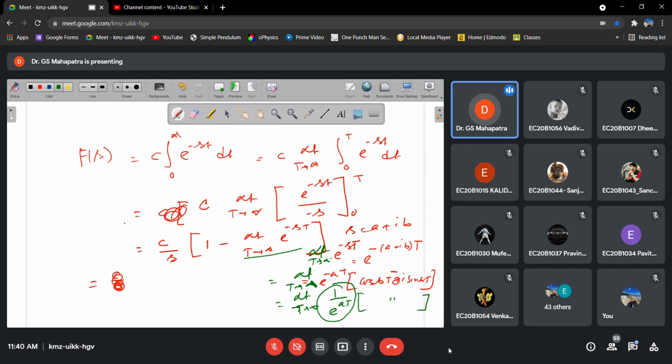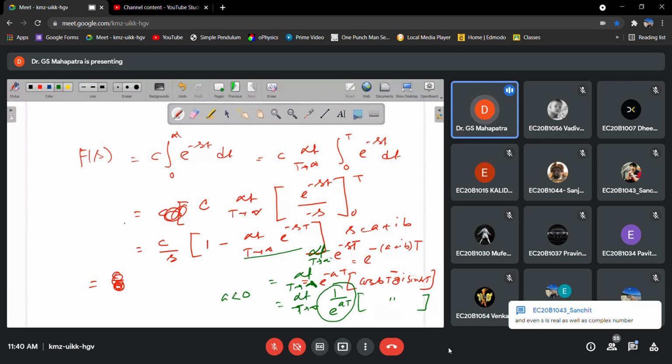A should be greater than 0. That means this part should be greater than 0. Otherwise, if it is less than 0, then again it is minus, so it will be e to the power at again. If a is less than 0, what is the answer? e to the power at, minus minus plus, correct? And then if you take the limit, what is the answer? Infinity. Then that should not be correct. Infinity means f of s is infinity.